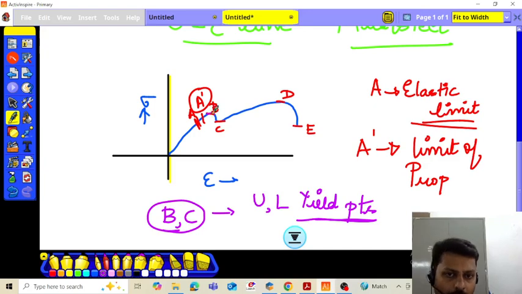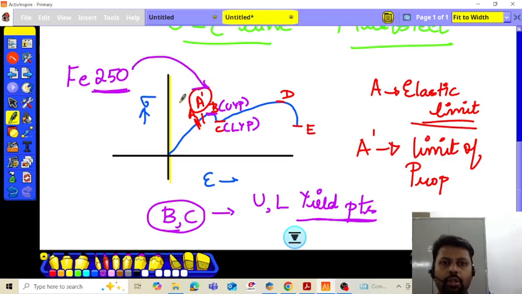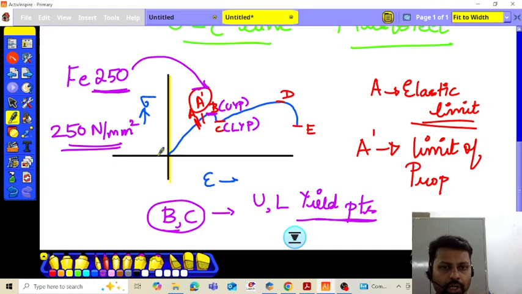So these 2 points, the upper yield point is B, and the lower yield point is C. These 2 points are very, very important, and they will tell you a lot about the characteristic strength of that material. If we talk about Fe250, the number that you see over here is the yield point. So 250 Newton per mm squared is the yield point for that particular material. Yield point is the point where it starts to elongate.